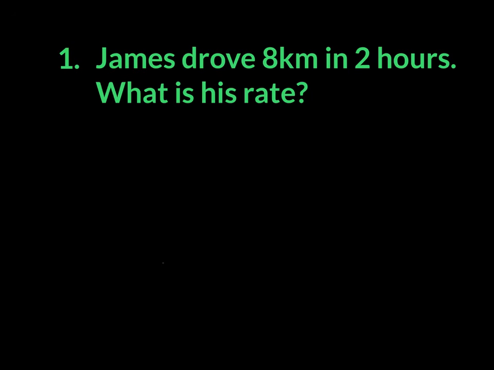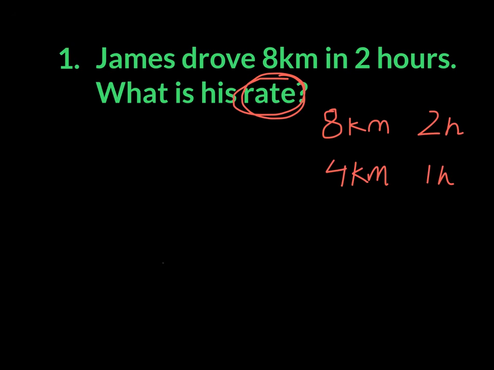So here is our first question. James drove 8 kilometers in 2 hours. What is his rate? It's a good idea to answer the question yourself before looking at the options. So we need to know what a rate is, and that's a distance per 1 unit of time. So if he went 8 kilometers in 2 hours, that would mean he went 4 kilometers in 1 hour. So his rate would be 4 kilometers per hour.